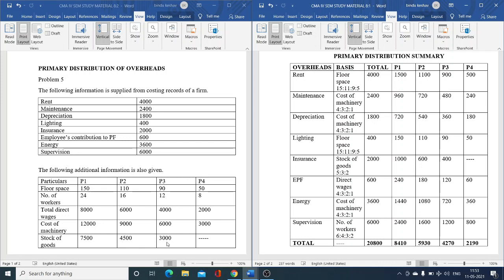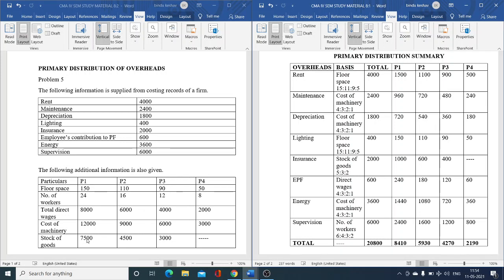So here we have the information 7,500, 4,500 and 3,000. So the ratio we can frame it like this, that is 75:45:30. Again, it can be simplified. How can it be simplified? We can divide it by 15. All the items can be divided by 15. That is 75 divided by 15, that is 5. 45 divided by 15, that is 3. And 30 divided by 15, that is 2. So it will be 5:3:2. So the ratio will be 5:3:2.